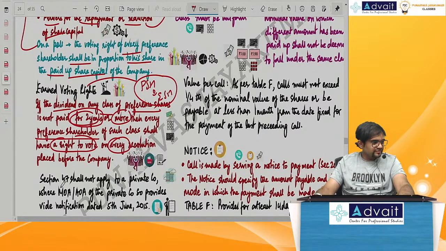He can vote as if he is the equity shareholder of the company. The preference shareholder will get the same voting rights as an equity shareholder. That is what we are trying to tell. Preference shareholder will get the same rights, same liabilities, everything as the equity shareholder.